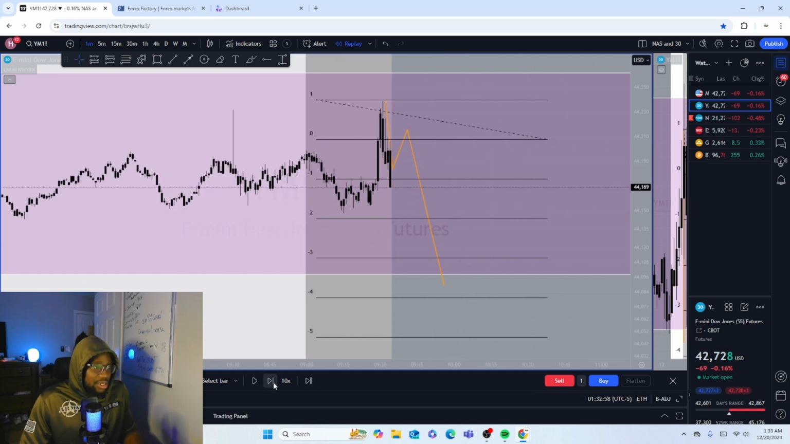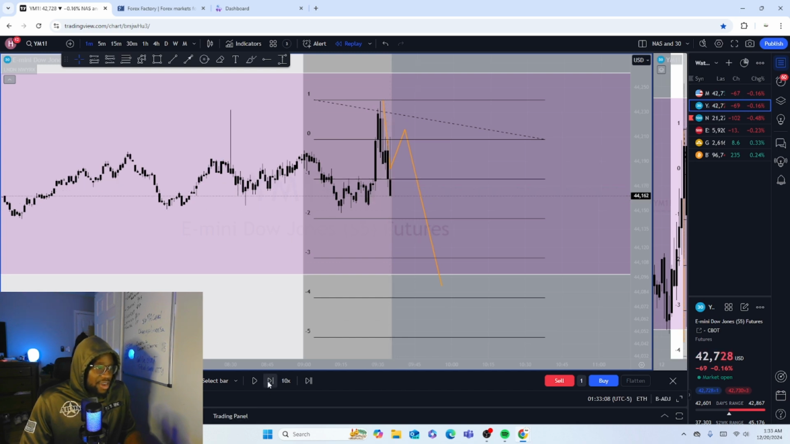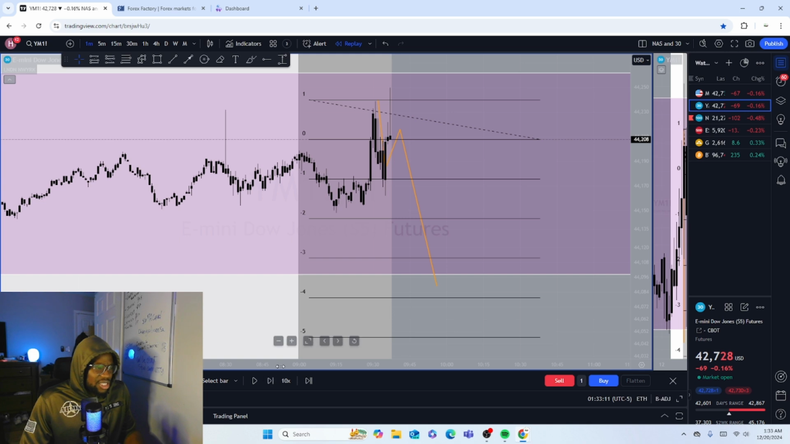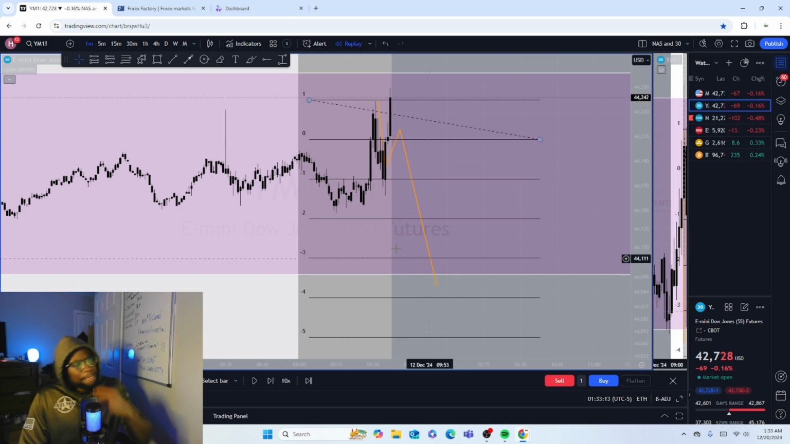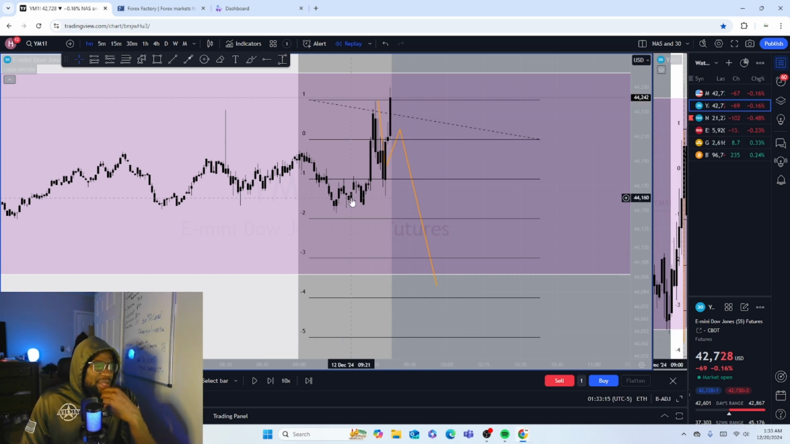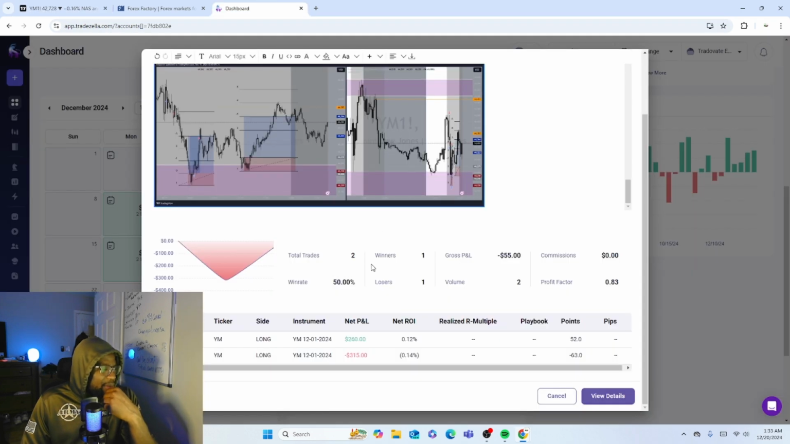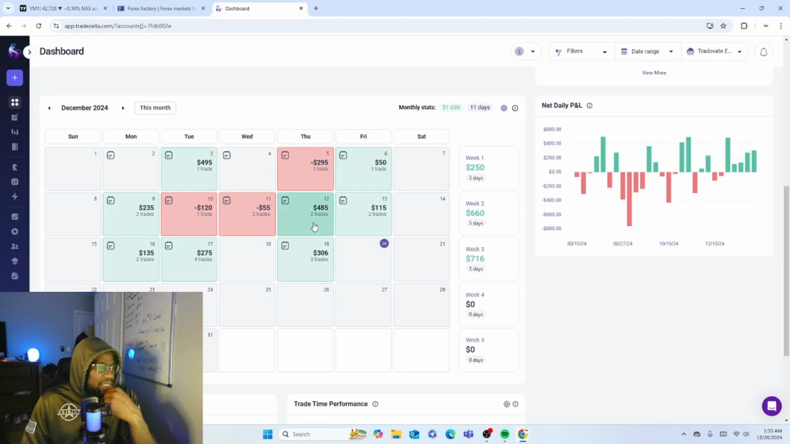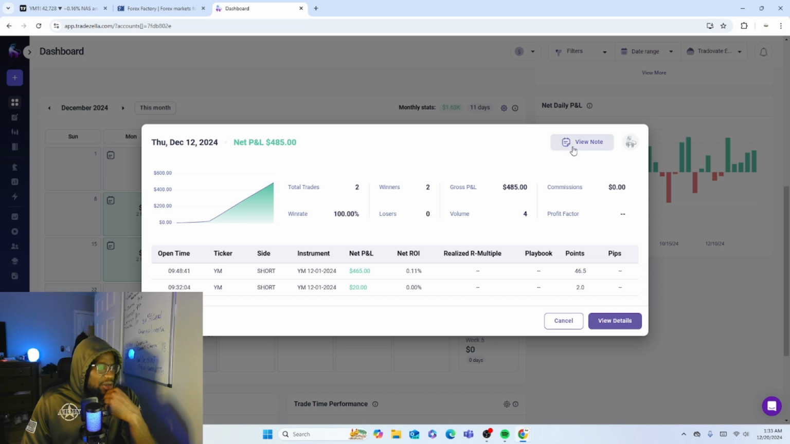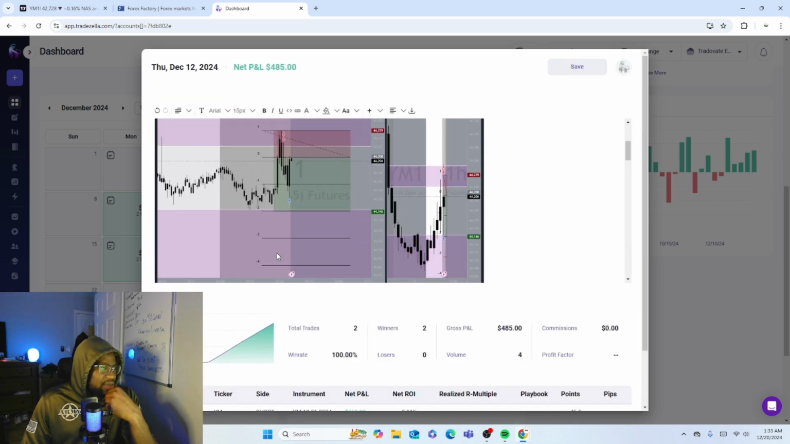We got tapped in at 9:32. At 9:34 TP1 hit, then 9:35, 9:36, 9:37, stop loss hit. This definitely couldn't have been the trade that I took, because I said I won. I made money on Thursday, so this couldn't be a trade I took. We'll see. What trade did I take?